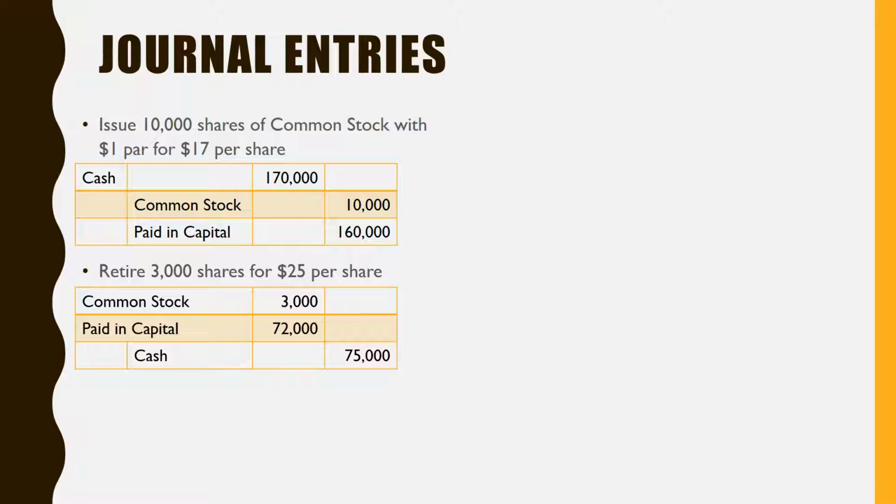If I then retire some shares, then let's say that's at $25 a share. The common stock has to go down by $3,000. My paid-in capital will go down by $72,000, and the cash that I pay is the $75,000. If you retire shares, then you can't issue them again. They just get canceled out.